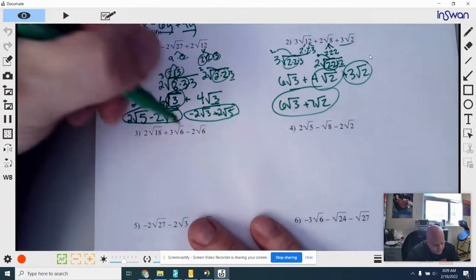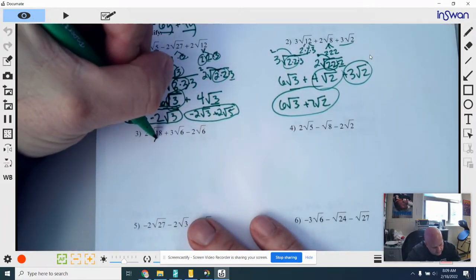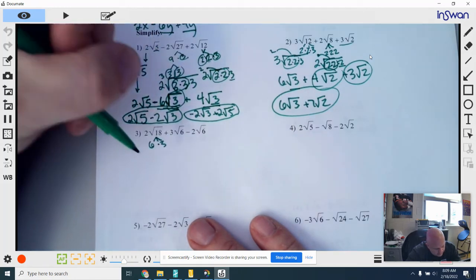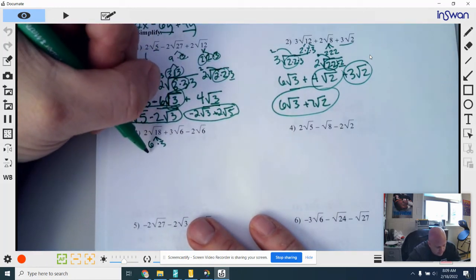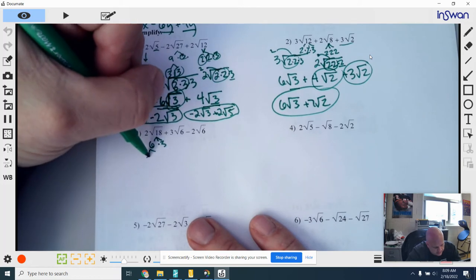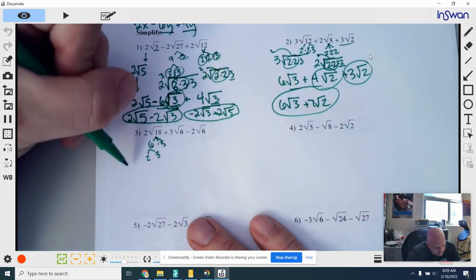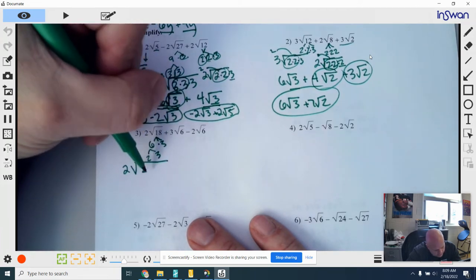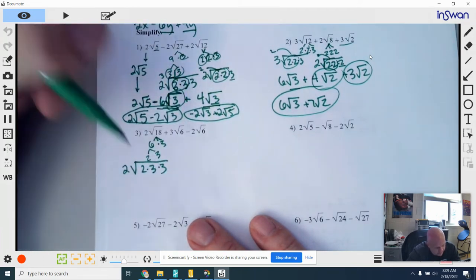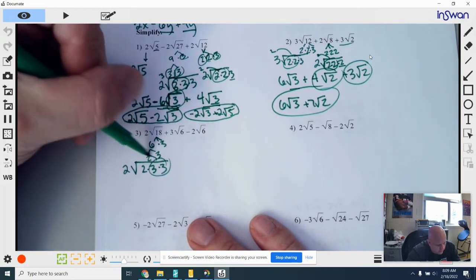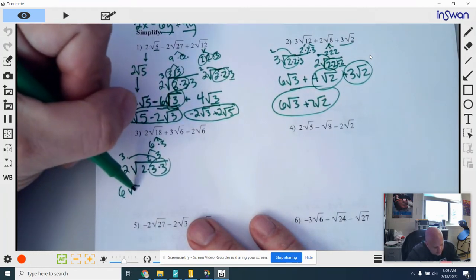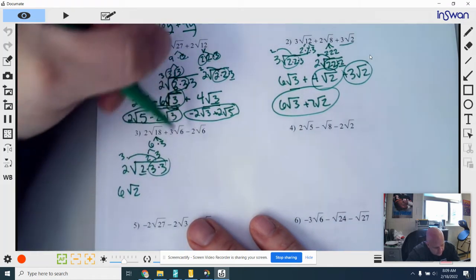Okay, number 3. So 18. Let's think about that one. So that was 6 times 3, or you can do 9 times 2, doesn't matter. And then this 6 is 2 times 3. So I get a 2 root 2 times 3 times 3. Okay, so 1 3 comes out. 3 times 2 is 6. And then I have just that root 2 left.